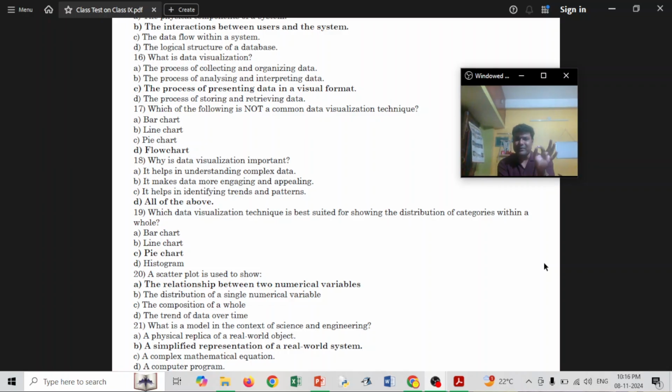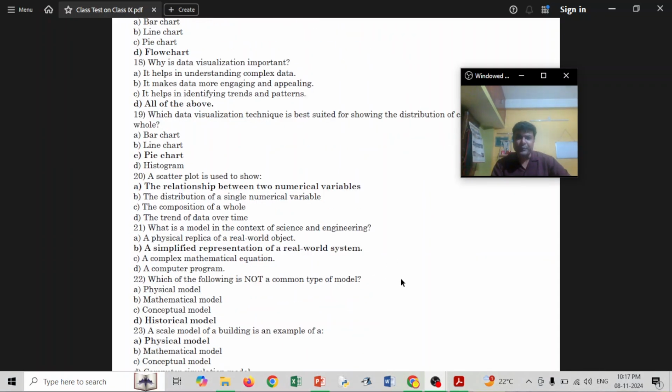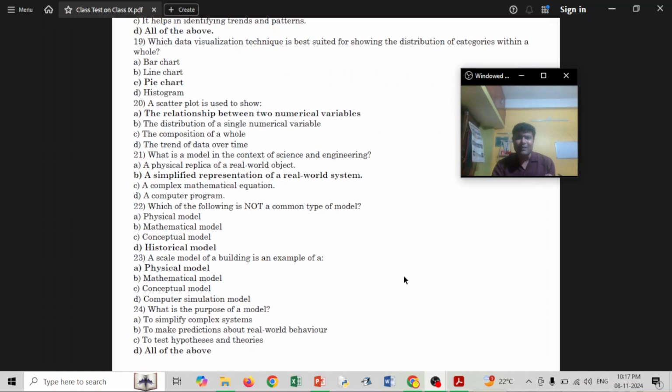And the 21st question is, what is a model in the context of science and engineering? B is the right answer, a simplified representation of a real world system. And the 22nd question is, which of the following is not a common type of model? Historical model is not a common type of model. And the 23rd, a scale model of a building is an example of a physical model.